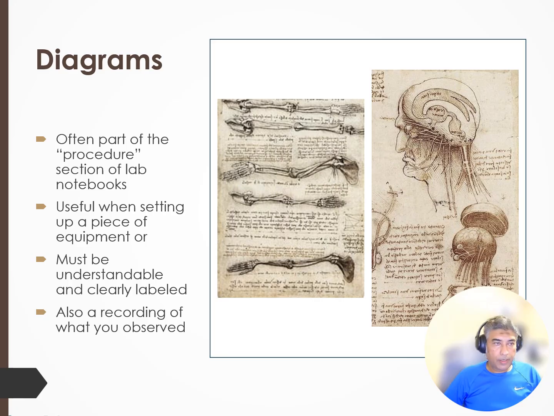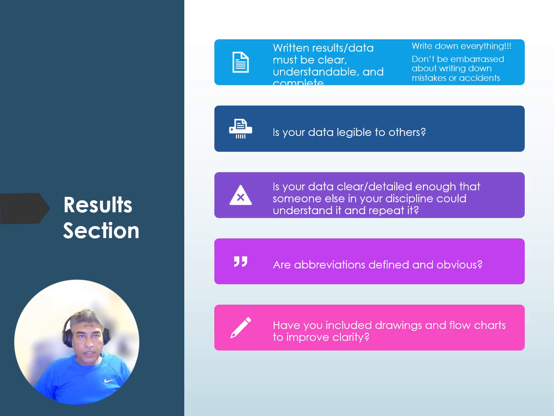If you can make a diagram of one part of the procedure section of the lab notebook, that will be very helpful. It will be useful when setting up a piece of equipment, and it must be understandable and clearly labeled. Also record what you observed. The results section should comprise written results. Data must be clear, understandable, and complete. Write down everything. Don't be embarrassed about writing down mistakes or accidents.